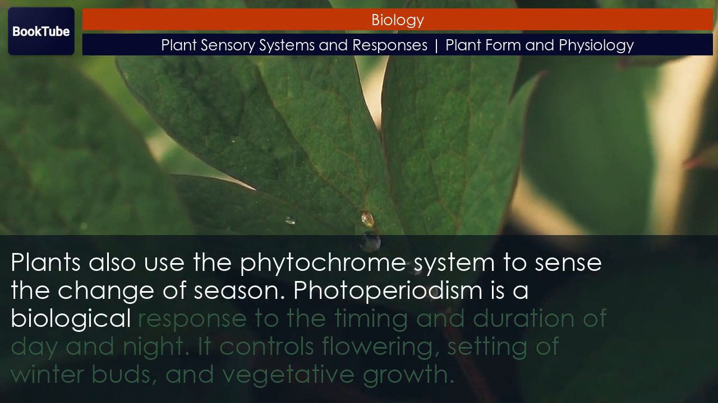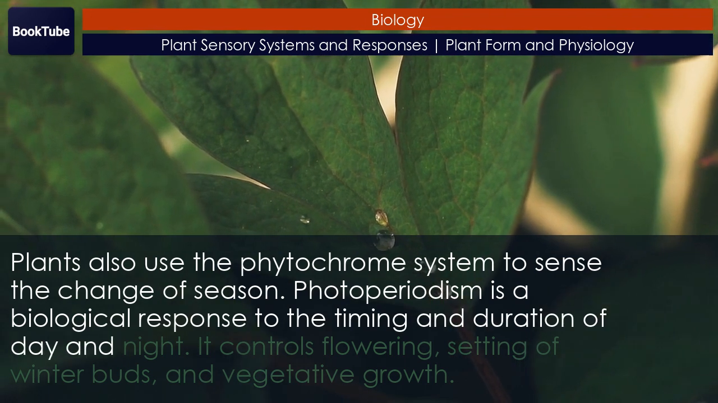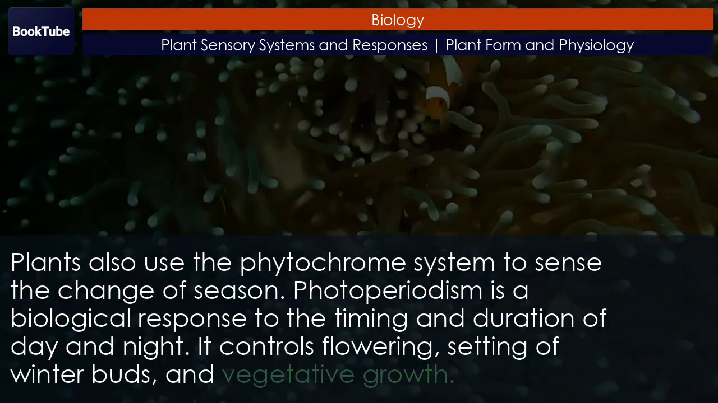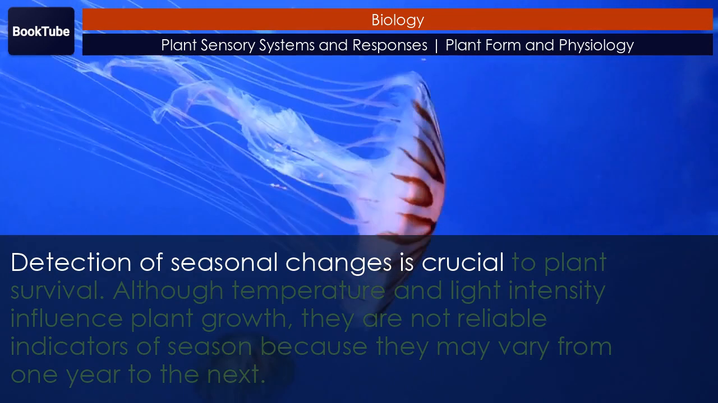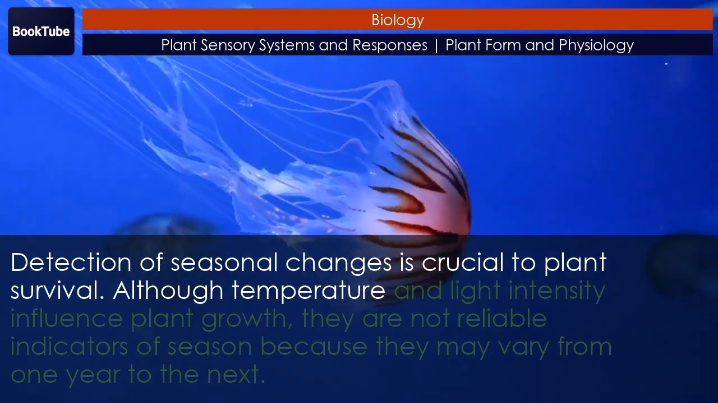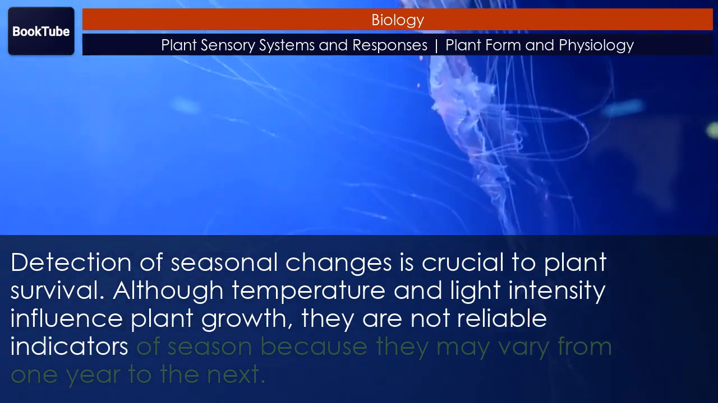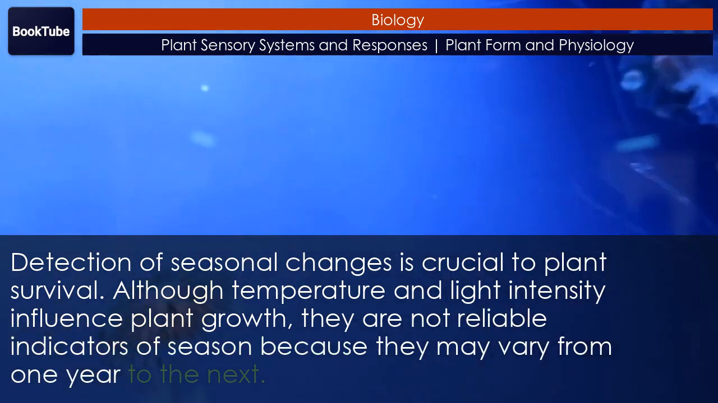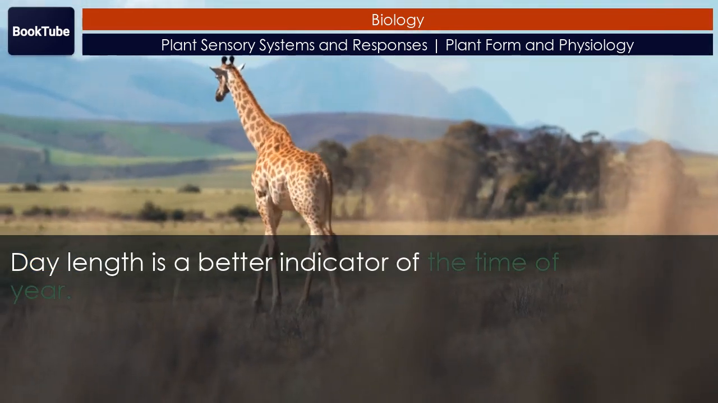Photoperiodism is a biological response to the timing and duration of day and night. It controls flowering, setting of winter buds, and vegetative growth. Detection of seasonal changes is crucial to plant survival. Although temperature and light intensity influence plant growth, they are not reliable indicators of season because they may vary from one year to the next. Day length is a better indicator of the time of year.